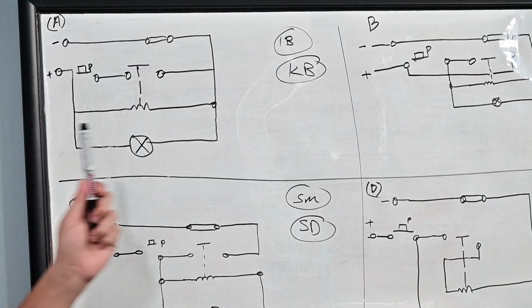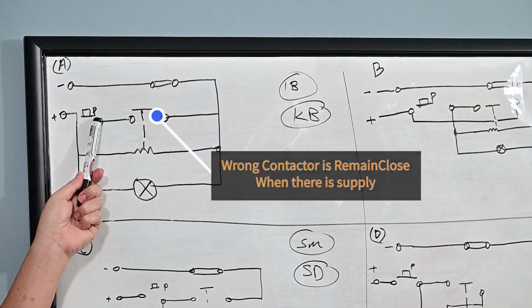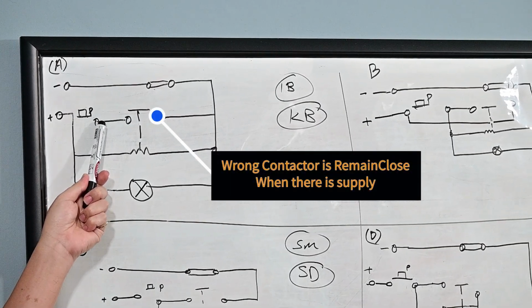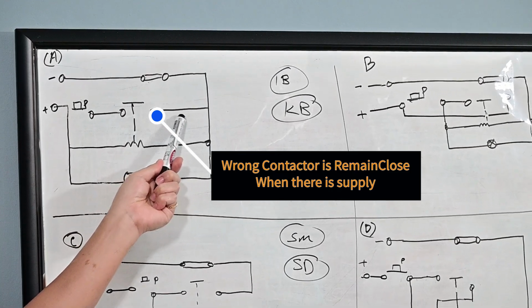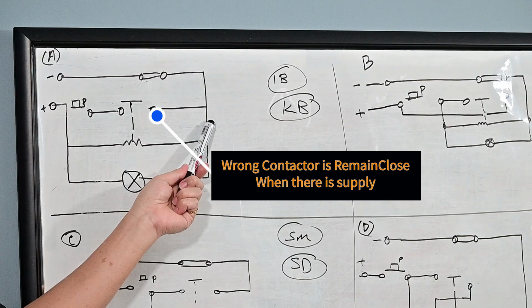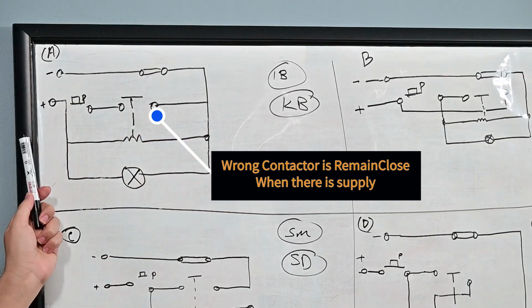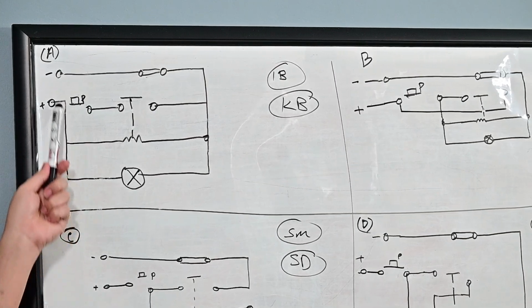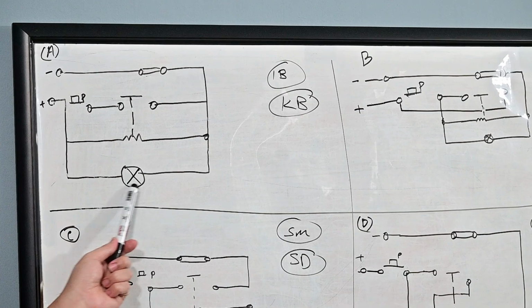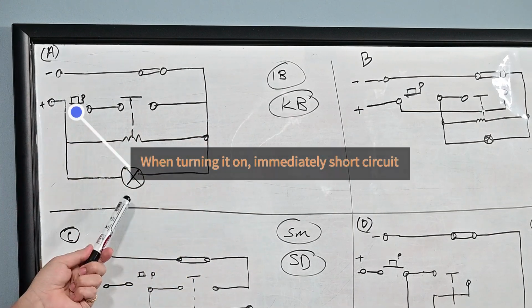Okay, let's see who is correct. The current flows into P, right? Flows into here, flows into here, and goes back to neutral, right? So now the current flows into here, flows down, flows to the bulb, flows up, flows here. Will the bulb light up or not?